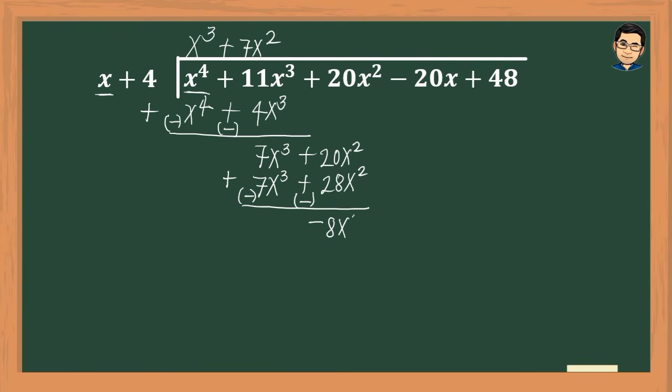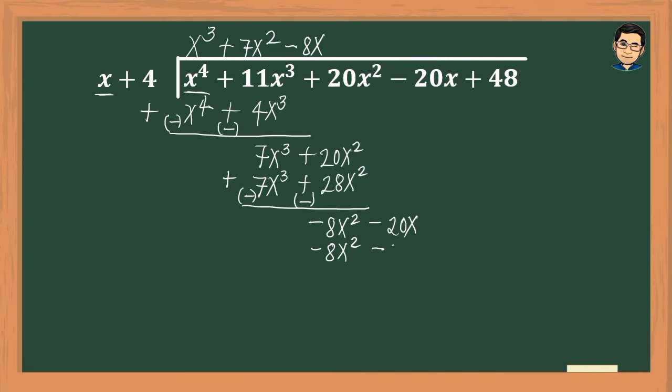We follow the sign of the bigger value. And then we bring down negative 20x. So, and then we divide again, negative 8x squared divided by x. So, 2 minus 1. So, magiging negative 8x na lang. And then we multiply negative 8x to x plus 4. That will become negative 8x squared.